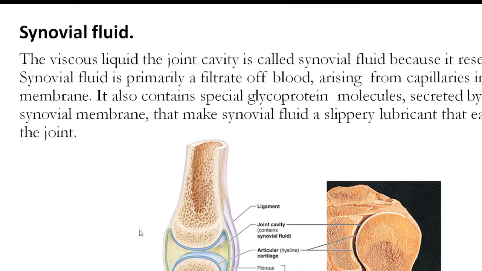It also contains special glycoprotein molecules secreted by the fibroblasts in the synovial membrane and epithelium that make synovial fluid a slippery lubricant that eases the movement at the joint. It is synovial fluid, mucous liquor.